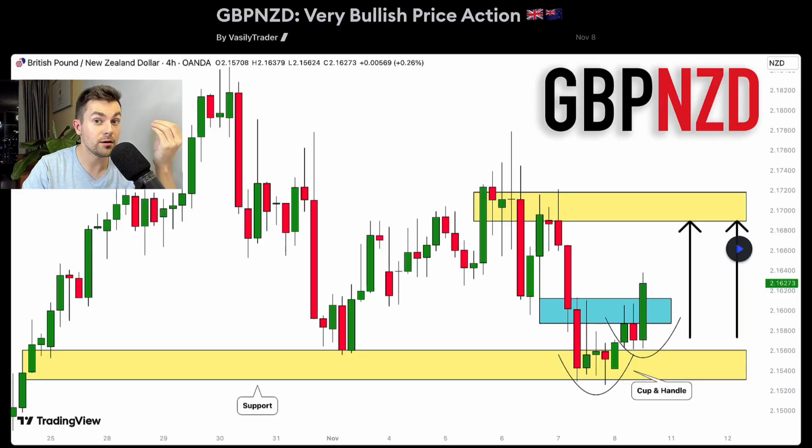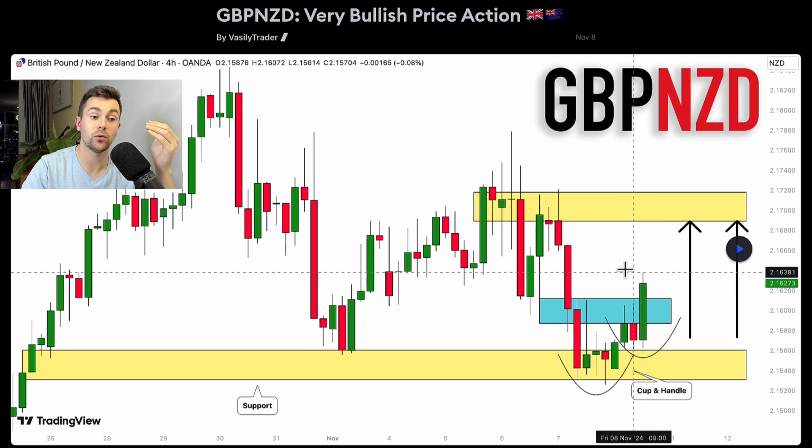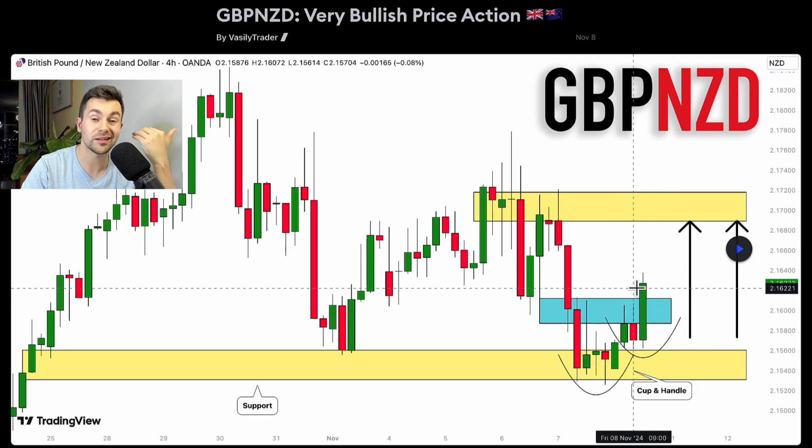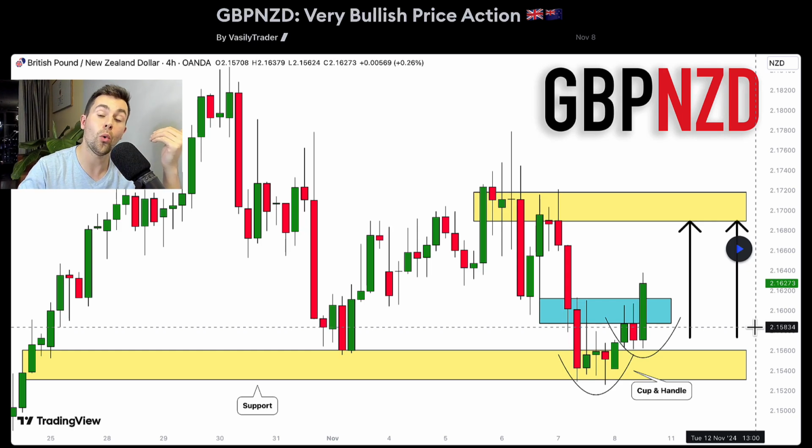That's how I treated the cup and handle pattern. I was always waiting for a breakout of the neckline, and only after the market closes above the neckline of the cup and handle pattern, only then I was looking for buying the market.